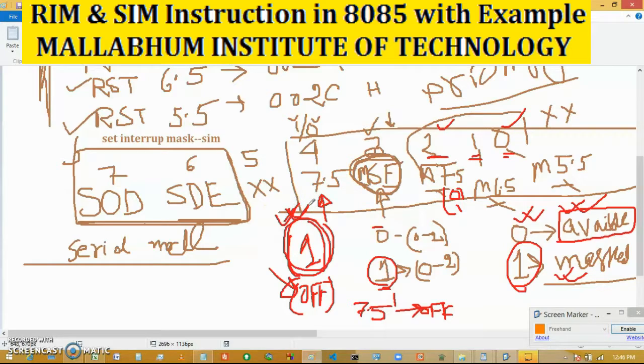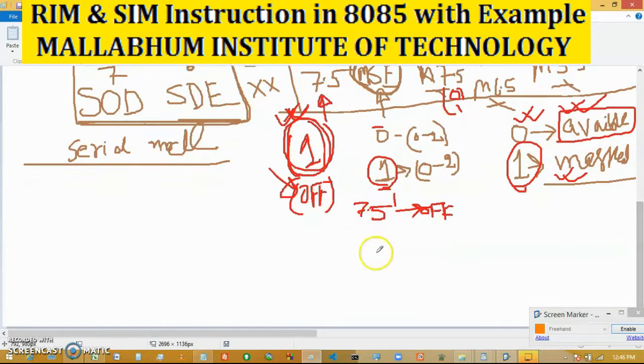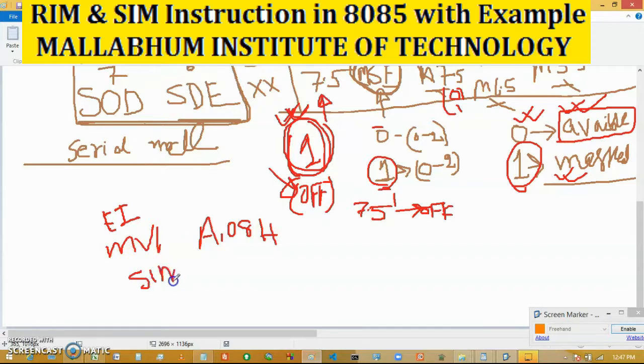Okay, so now we are considering a small program. Suppose the first instruction is enable interrupt. The second instruction is MVI A, 08 hex, and next we are giving the instruction SIM. So what is the meaning of these three? First, enable interrupt, we are enabling the interrupt service.